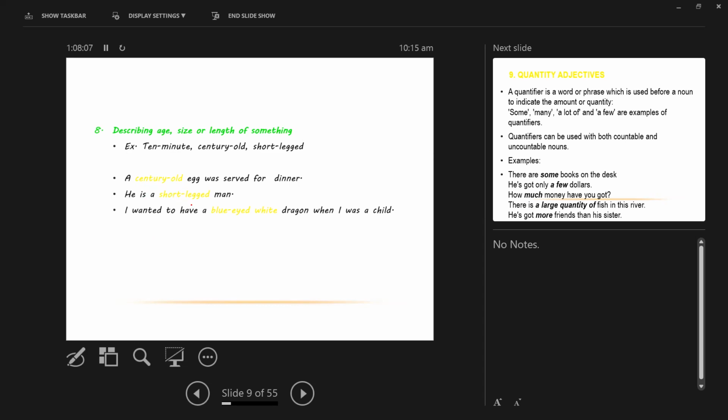He is a short-legged man. So, when we say he's a short-legged man, it simply... Alam na ko siya.